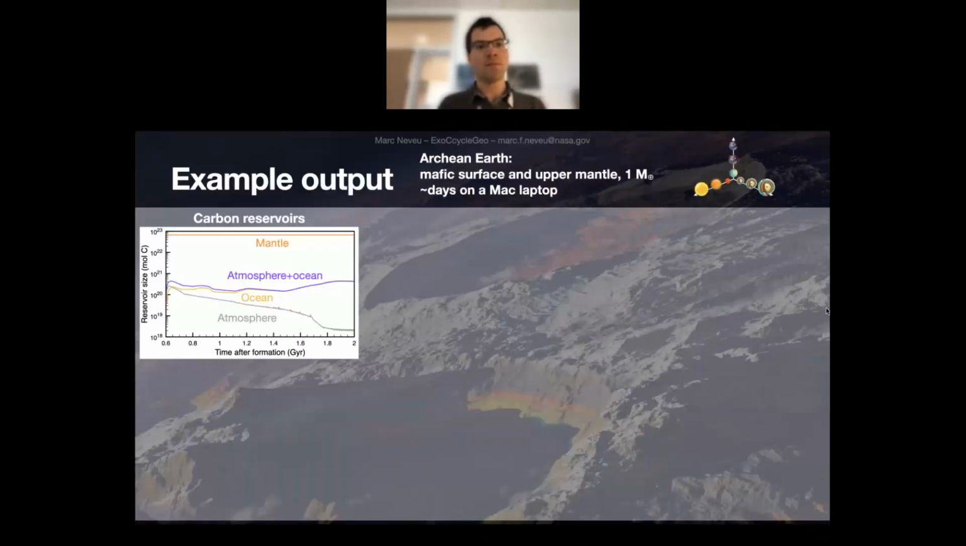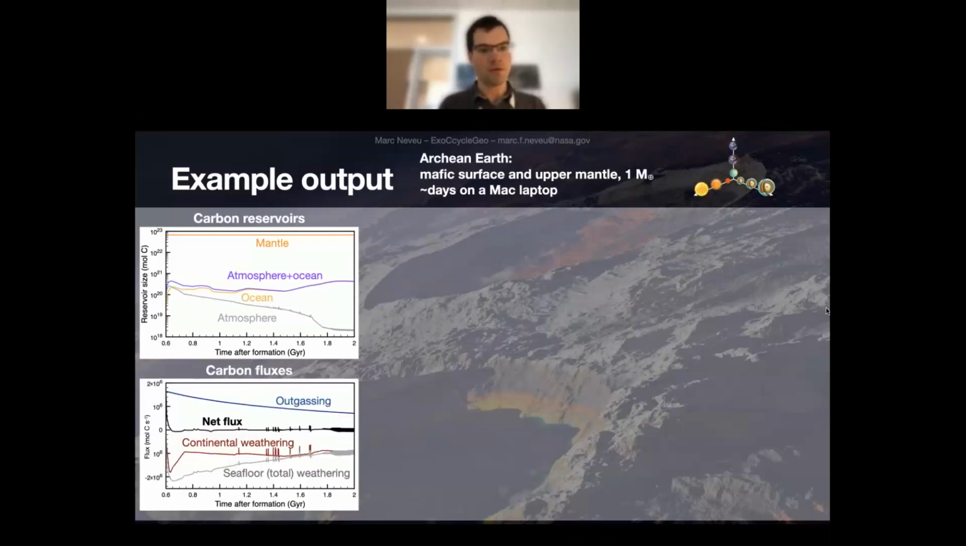And so here's an example output. So this is for an Archean Earth planet with a mafic surface and upper mantle, about 1 Earth mass. It takes a few days to get this result on the Mac laptop. So the first plot here shows the evolution of carbon reservoir sizes as a function of time after formation between about 0.6 and 2 billion years.